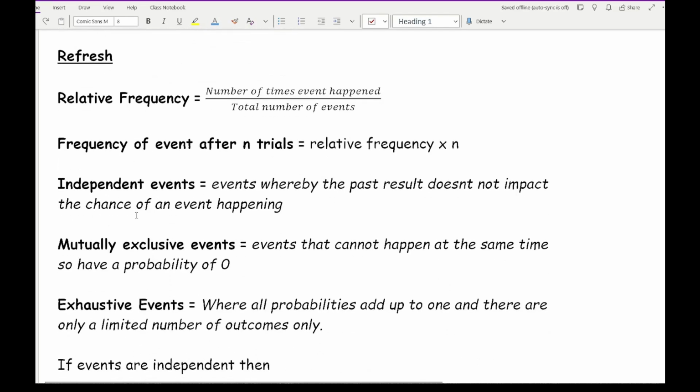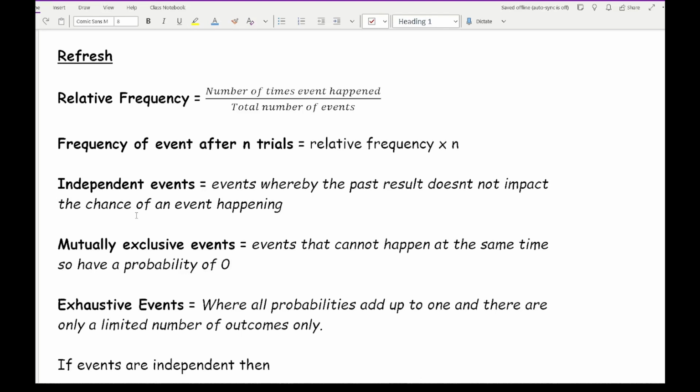So in terms of relative frequency, relative frequency is about experimental probability. Now there are two types of probability. One is theoretical and one is experimental. Theoretical probability is based on maths. It's based on the notion of the number of times an event can happen over the total number of times.